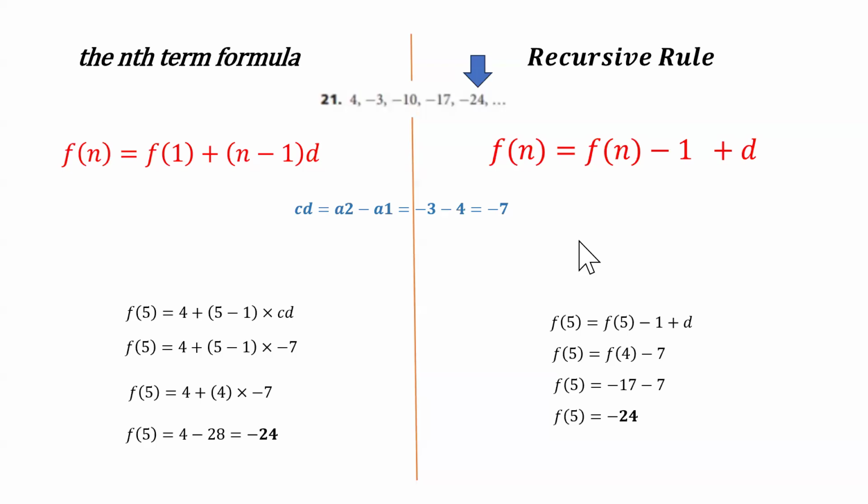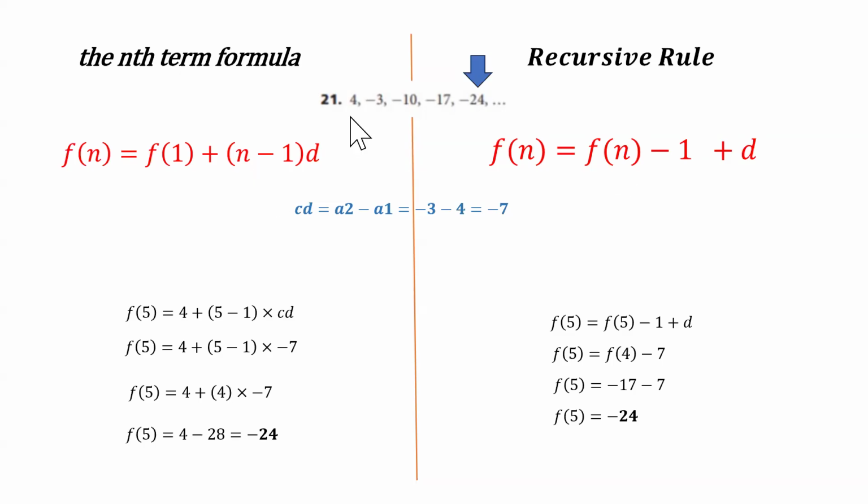Yeah, hello, student again. We shall discuss these two formulas, the nth term formula and the recursive rule formula. They are not much different. I shall discuss them and I will use the same arithmetic sequence to find the fifth term, which is minus 24, by using two formulas.